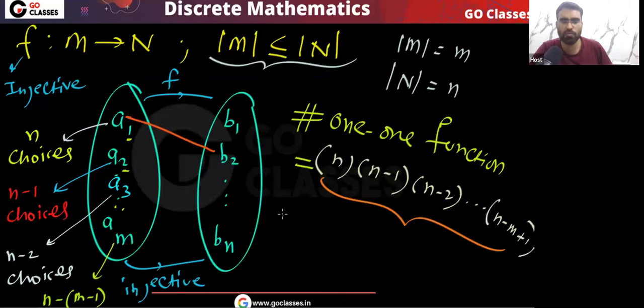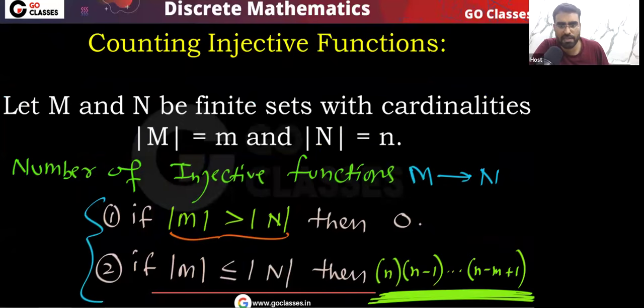Did you understand this proof? Let me know. See, A1 has total n choices. A1 can map to B1 or Bn, anyone. Now, once this A1 is done, A2 has n minus 1 choices. Once this A2 is done, A3 has n minus 2 choices, and so on. Am will have n minus m plus 1 choices. So finally, the number of one-to-one functions will be this value. You don't have to remember this. You can do it immediately.